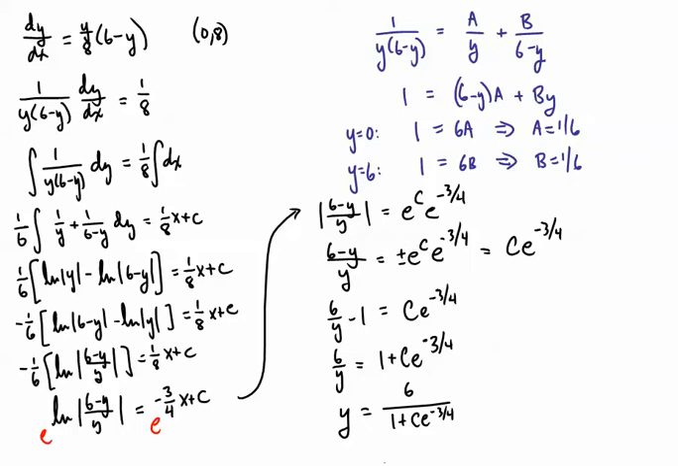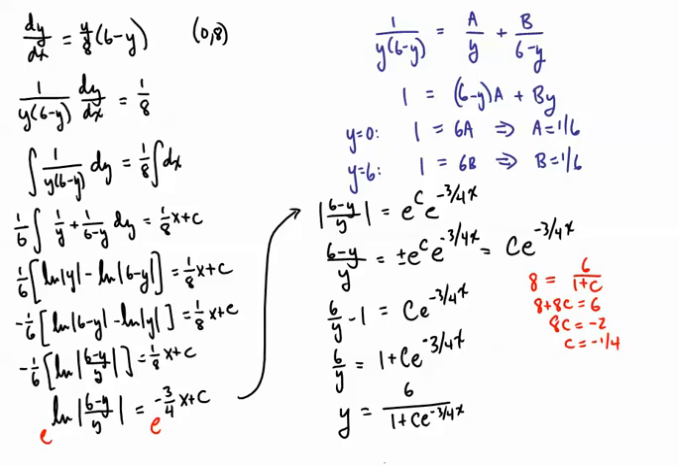At this point, I'm going to use the initial condition, and sorry, I have to go all the way back to when I started over here. This is negative 3/4 x, and that's negative 3/4 x there. So when I apply the initial condition that x is equal to 0, then I end up with y is equal to 8. I get 8 is equal to 6 over 1 plus c, or 8 plus 8c is equal to 6. 8c is equal to negative 2. C is equal to negative 1/4.